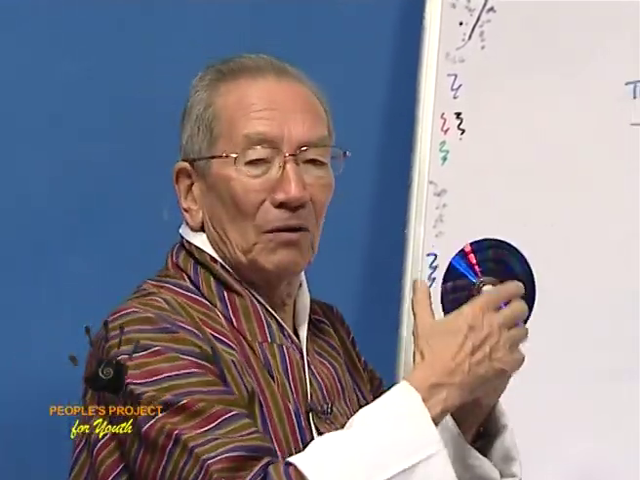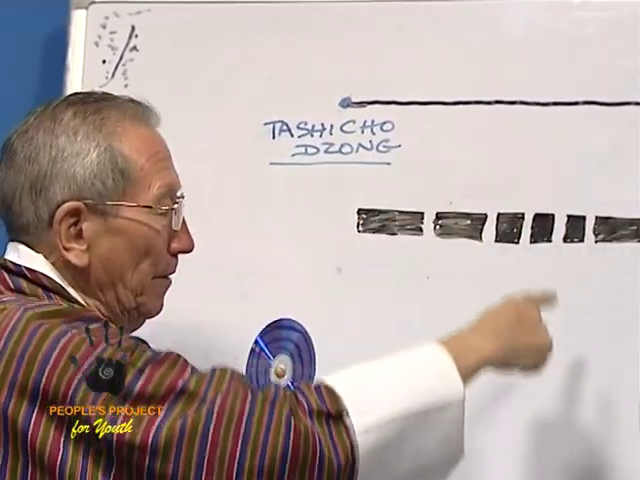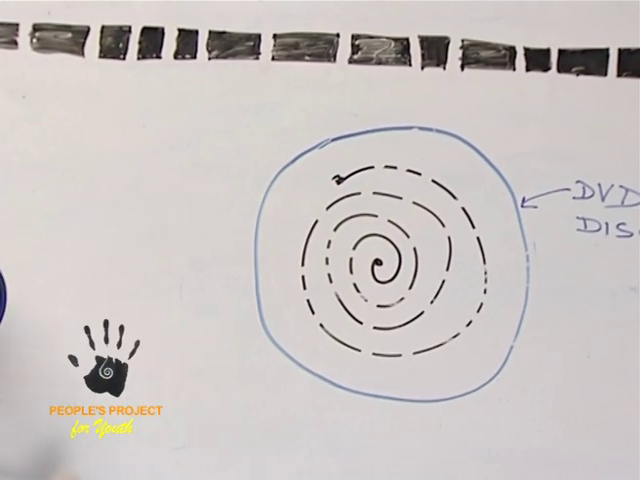Now, we do exactly the same with this 3 kilometer long line that's on the CD. Instead of stretching it out in a long line, we simply wind it into a spiral. I wonder if you can see, I've tried to mark a spiral on this DVD here. And I can get a very long line, which stretches from Tashi Chodzong to Babessa, onto one small compact disc.